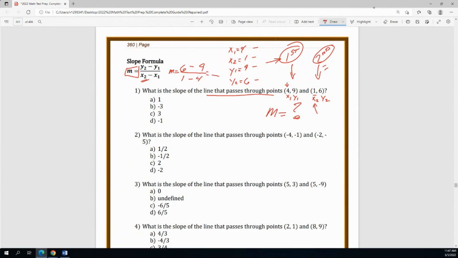6 minus 9 is -3. 1 minus 4 is -3. Check that out. So what is -3 divided by -3? It's a positive 1. So if I said, what is the slope? You could say -3 over -3. But remember, I can divide those both by the same number. I can divide those both by 3. Isn't that a whole? Yes, that is a 1. That's why this is the right answer. Why don't you try this one? See what you get.